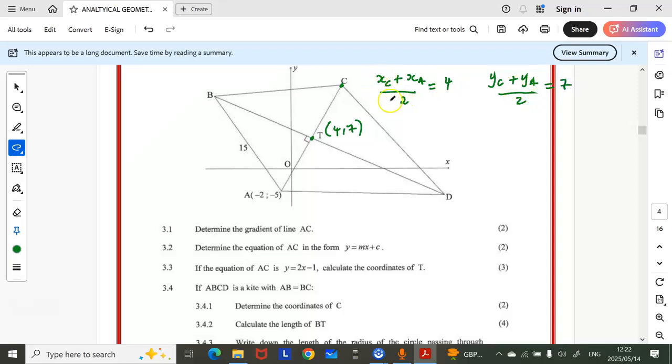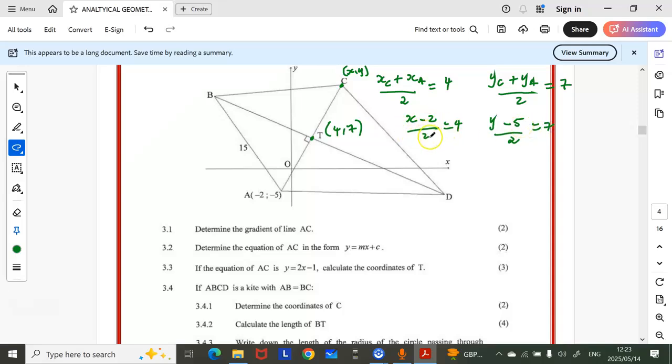Then xc, remember here we've got x and y for now, right? So x on C is x, and x in A is minus 2, over 2 equals 4, right? What about y for C? It's y, right? And then y for A is minus 5, divided by 2 equals 7, right?